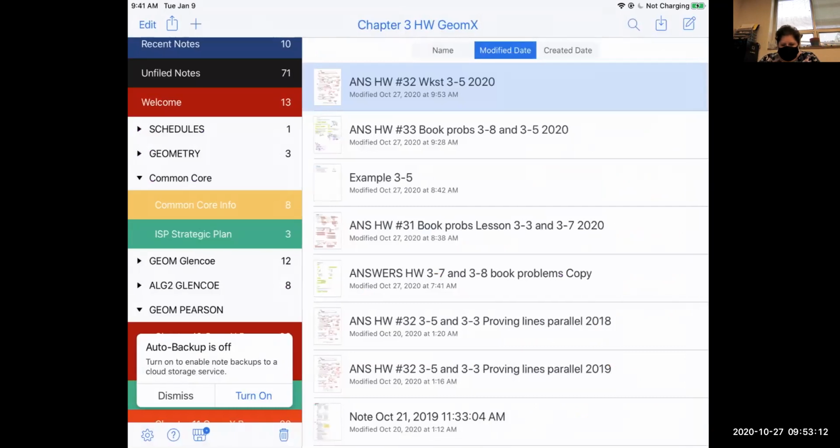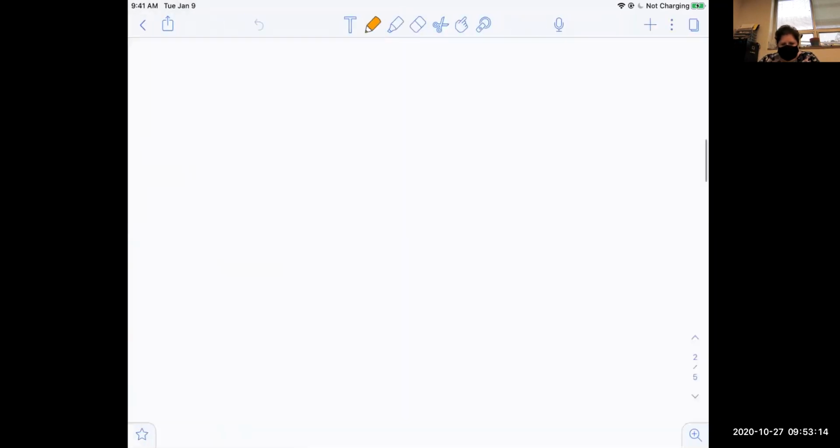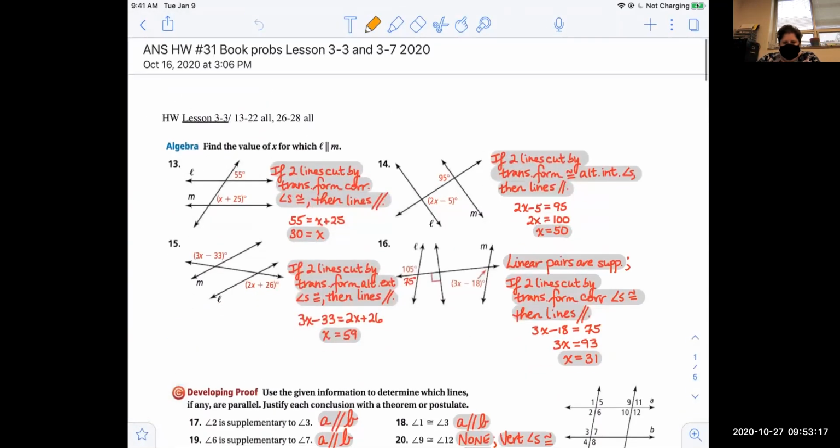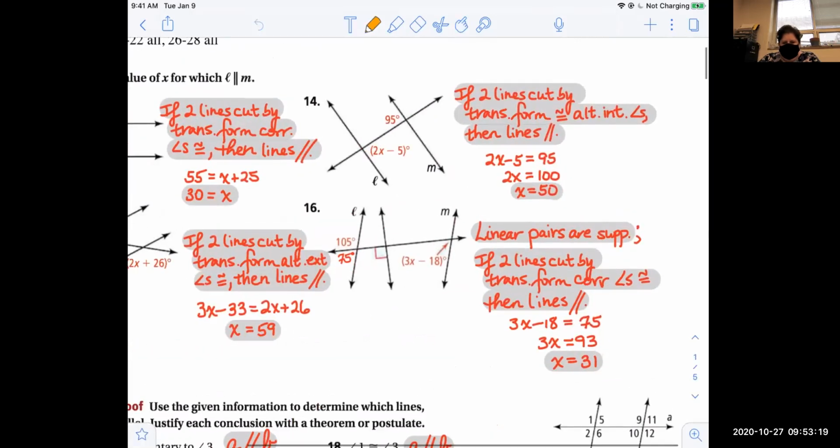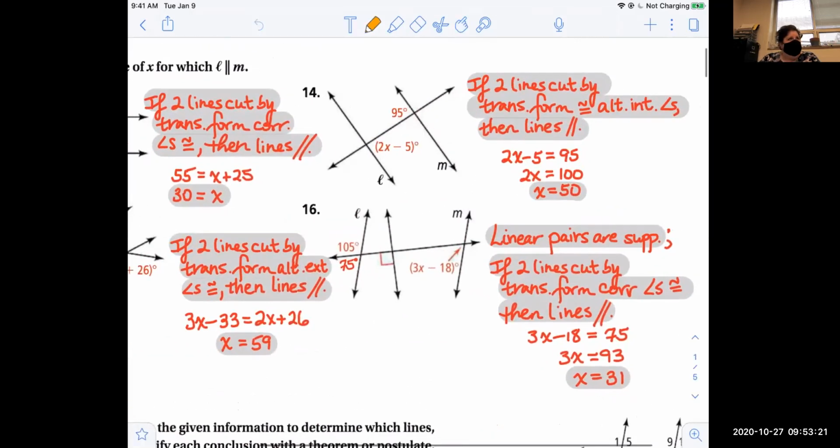Okay, we have one more homework to go over. This is 31. Sorry, I know that this is a lot, but I've got to make sure you understand the stuff that you did since I've seen you last. Okay, so this is 31. This is book problems on 3.3 and 3.8.